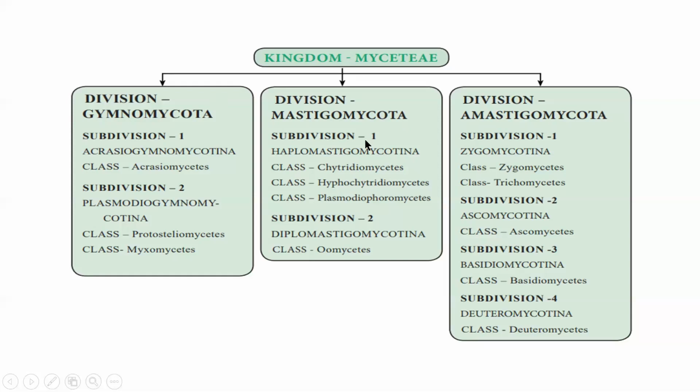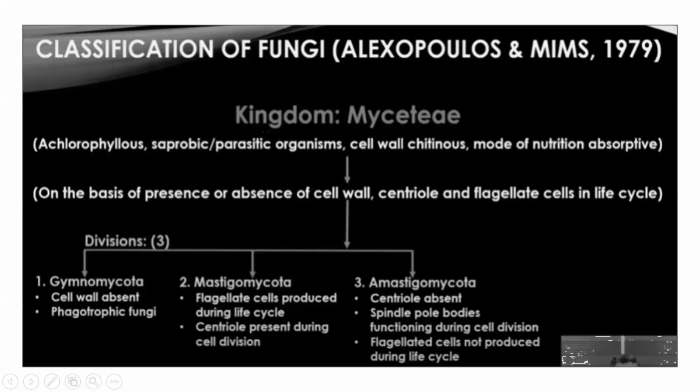Under Mastigomycota, you have two subdivisions. Under Amastigomycota, you have four subdivisions. All the higher fungi come under Amastigomycota. You have the lower fungi coming under Mastigomycota, and you have the slime molds coming under Gymnomycota. Okay, so kingdom Mycetae. This is the kingdom.